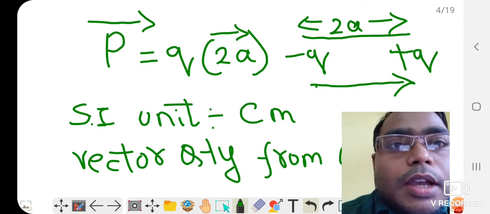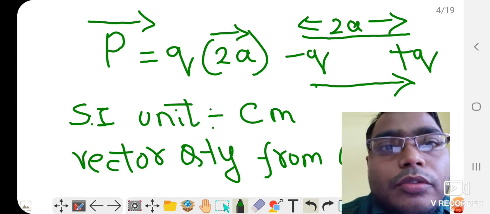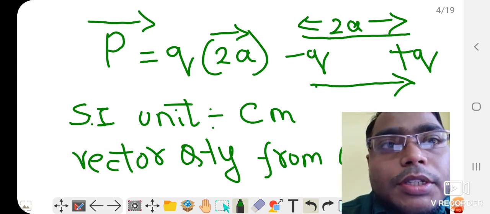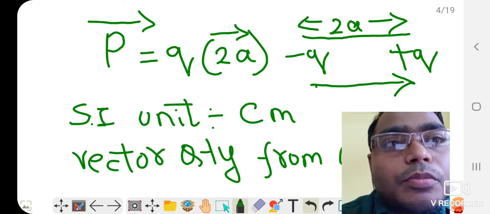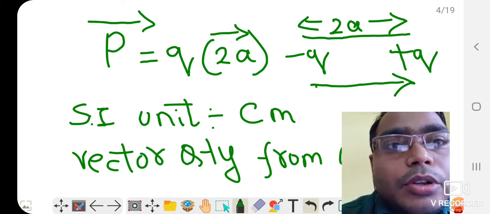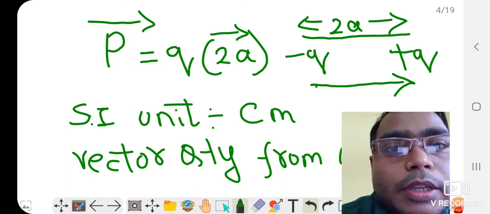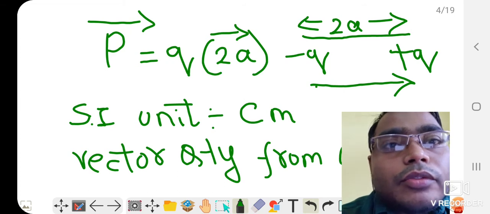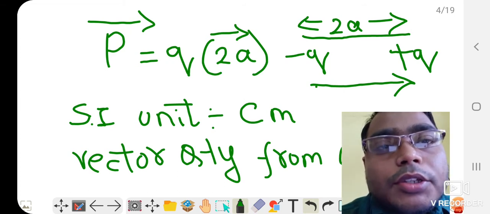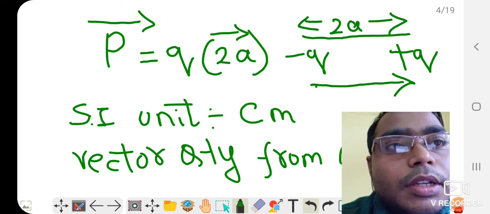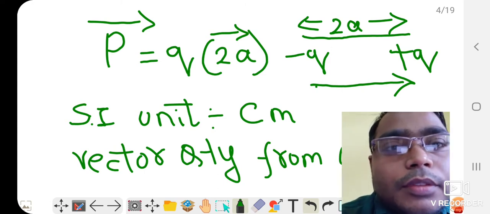If it is asked to give the direction of the dipole moment, what will be the direction? It will be from minus q charge to plus q charge. This is very important. In many numericals we are going to apply the direction of the dipole moment. So what is the direction of the dipole moment? As you can see in the diagram, it is from minus q charge to plus q charge.